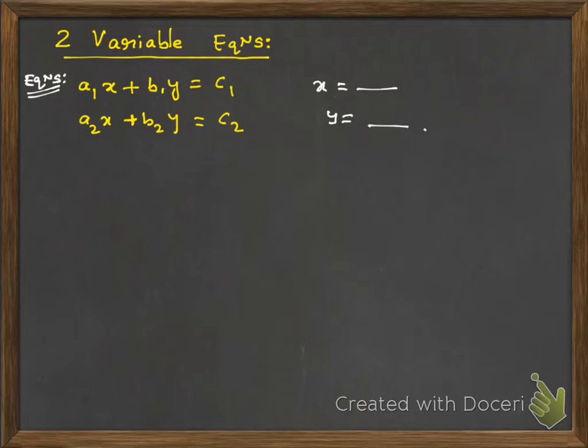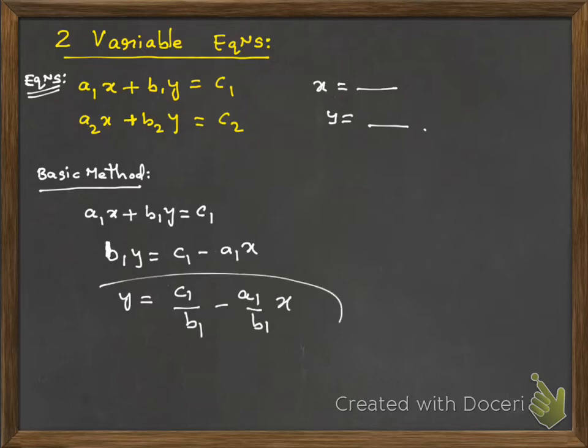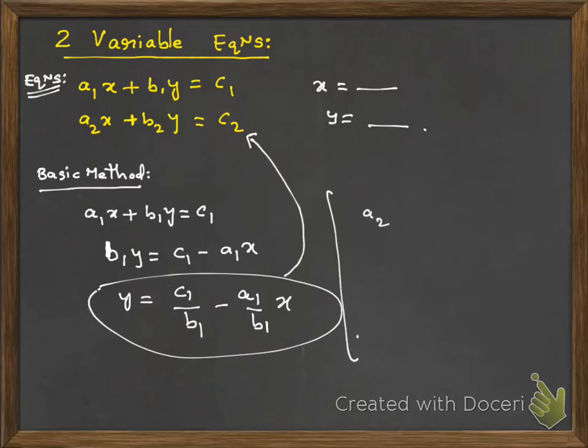What you can do, the most basic method, is from the first equation, a1x plus b1y equal to c1, calculate y in terms of x. You can write b1y is equal to c1 minus a1x, so y is equal to c1 by b1 minus a1 by b1 into x. You have got y in terms of x from equation 1. Take this and substitute it in equation 2, that is, in a2x plus b2y equal to c2.